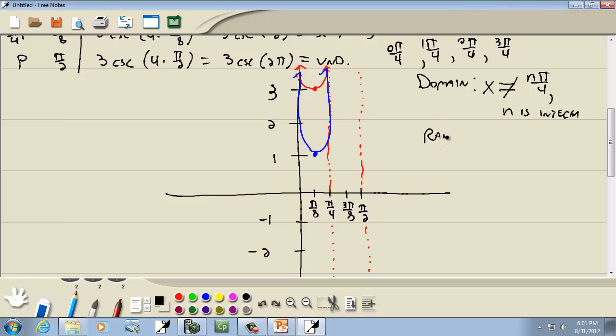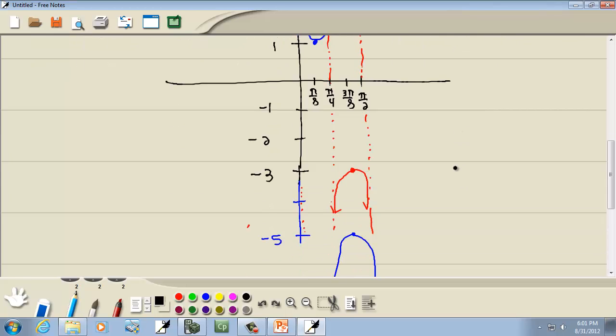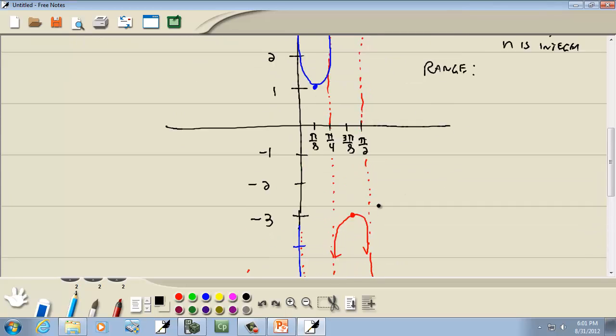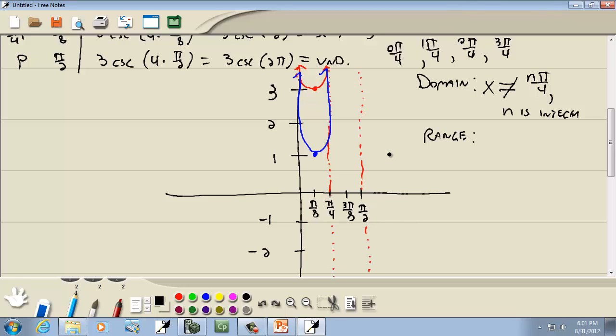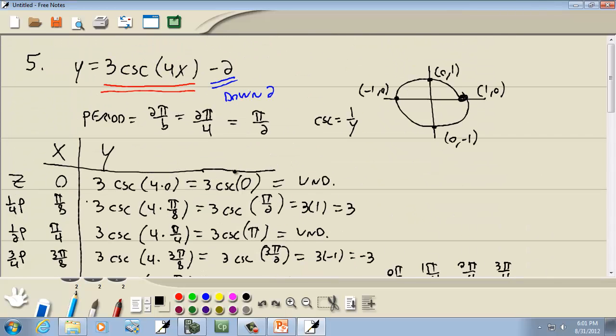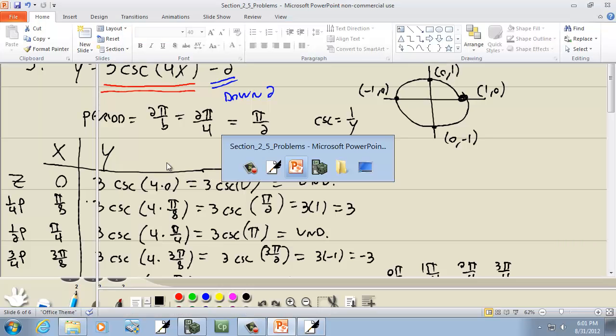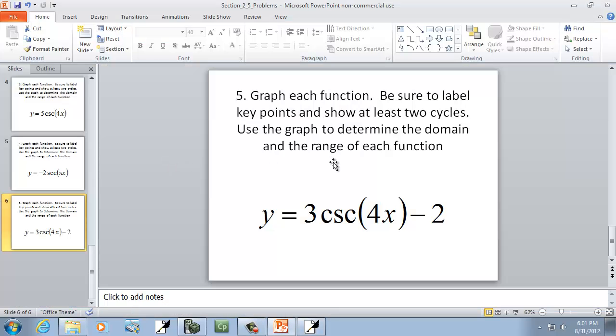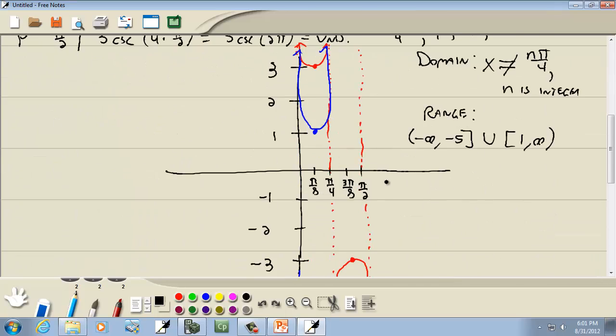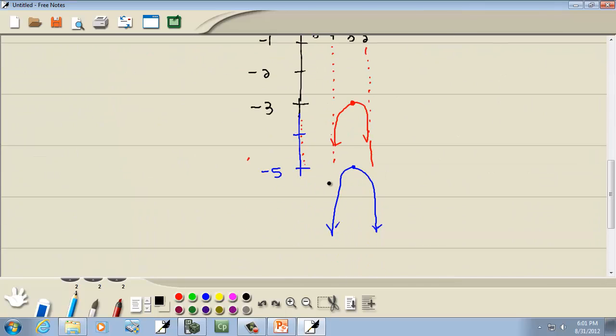So our range, if I look down here, it goes from negative infinity up to negative 5. So we're going to have negative infinity and then negative 5, bracket on the negative 5, union, and then it goes from 1 on up. So it goes 1 to positive infinity. And that would be our graph and our domain and range. Of course, I don't read directions, but yeah, show at least 2 cycles. So you'd repeat this, the blue part.